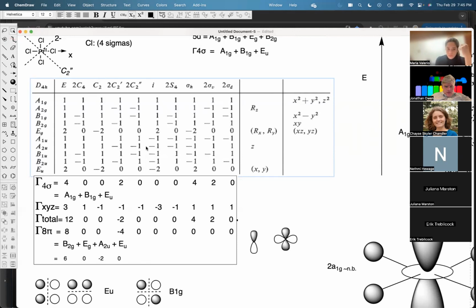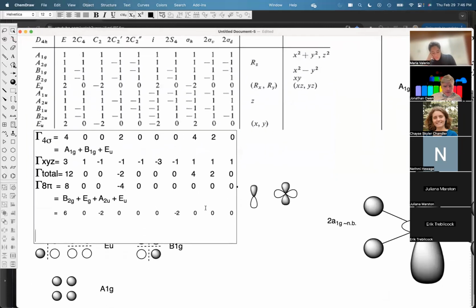B2G and EG is 1. A2U and EU is -1. So this is 0. B2G and EG is 1. And A2U and EU is -1. So this is 0. B2G and EG is -1. A2U and EU is -1. So this is -2. B2G and EG is -1, A2U is 1, so this is 0. B2G and EG is -1, A2U and EU is 1, so this is 0. Last but not least, B2G is 1, B2U is -1, so this is 0.